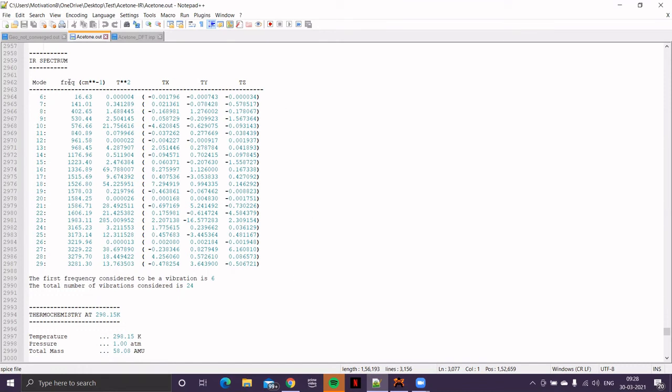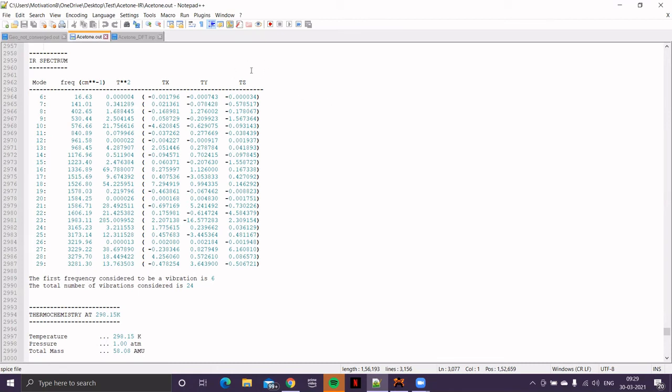Note, if all the frequency values are positive, then our optimized geometry corresponds to a local minima. But if one of the values is negative, it corresponds to a transition state, that is a saddle point. A complete description is there in the theory section in this present module. In our case, we got all the values positive. It means our final optimized geometry for the acetone molecule corresponds to a local minima.